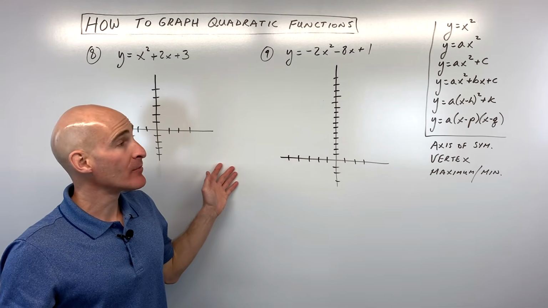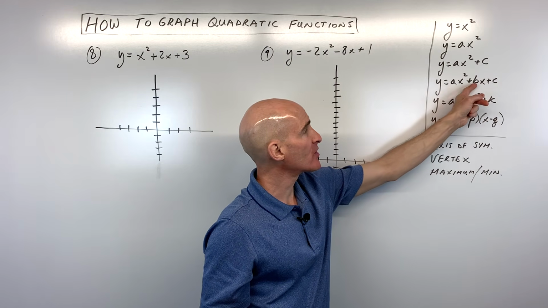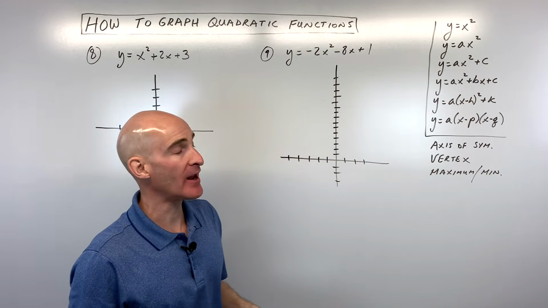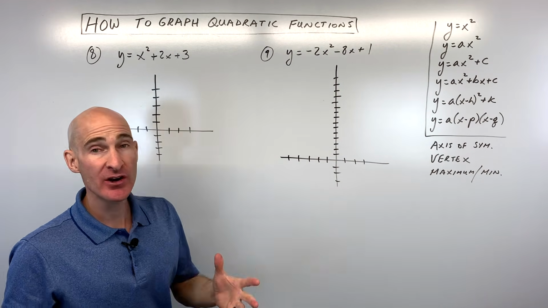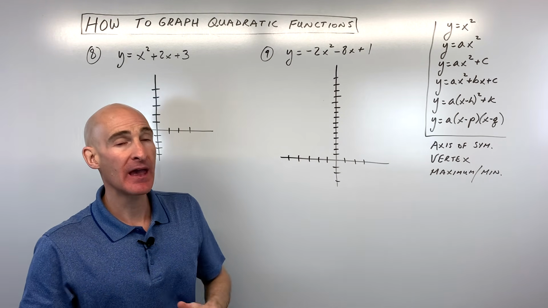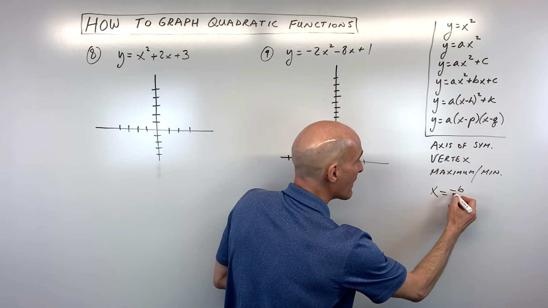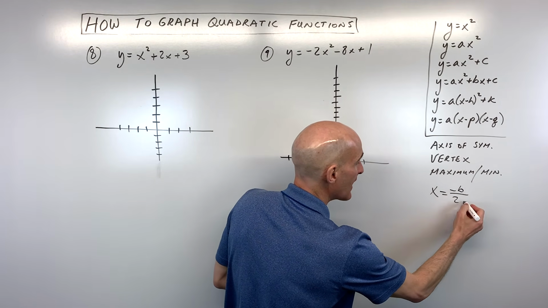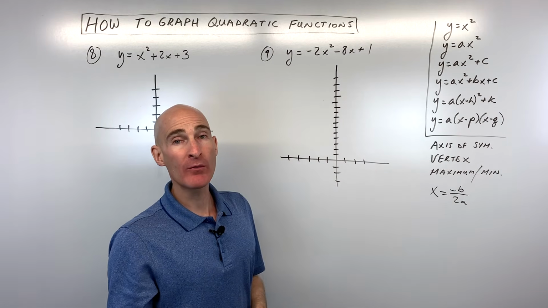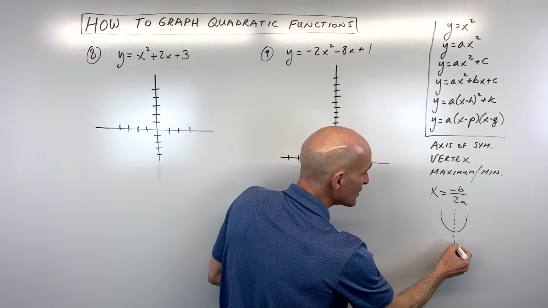Number 8 and number 9, we're going to be working with the standard form of a quadratic, y equals ax squared plus bx plus c. And the question now is, how do we figure out where that vertex is? We're going to introduce a formula: x equals the opposite of b, or negative b, divided by 2 times a.